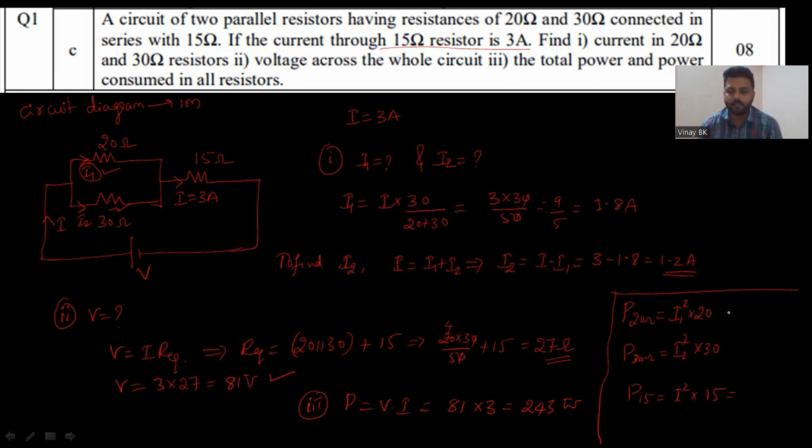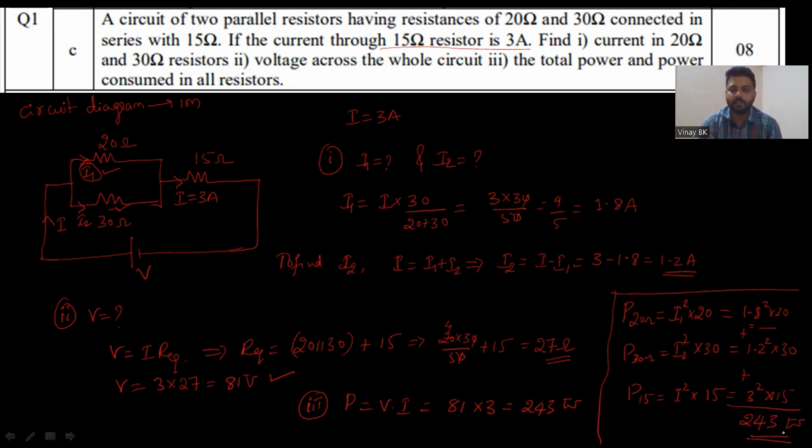Okay, so you'll get three different powers. I hope you'll calculate. So you calculate these values, that is nothing but 1.8 square into 20, you'll get some answer. Similarly, 1.2 square into 30, similarly 3 square into 15. If you add these three powers, you should get 243 watts. So that will be the cross verification.